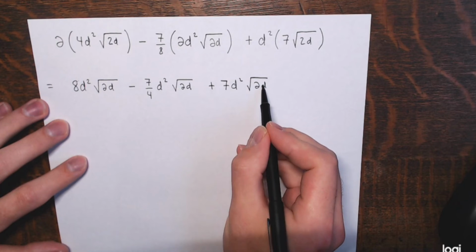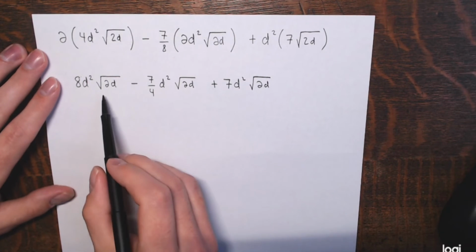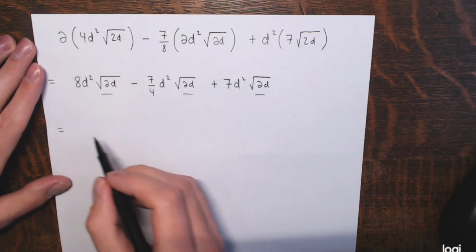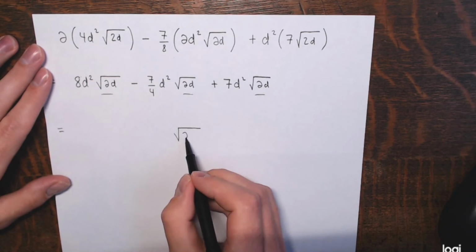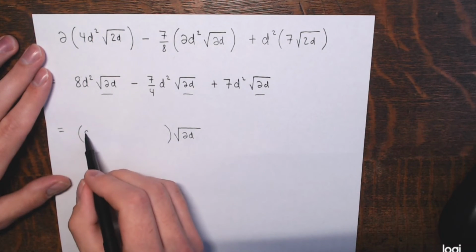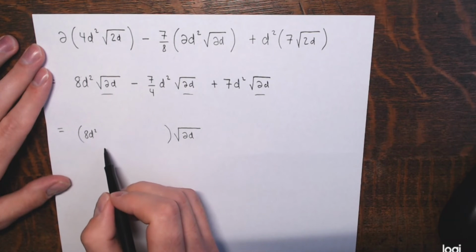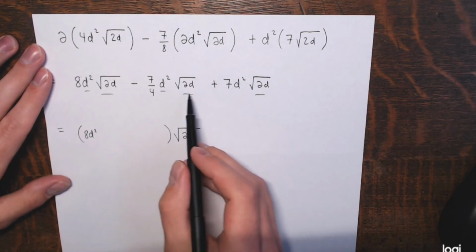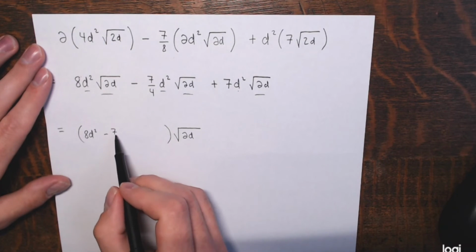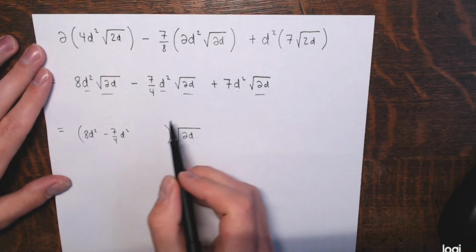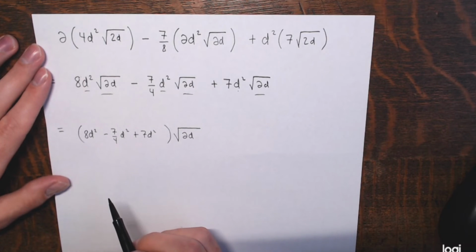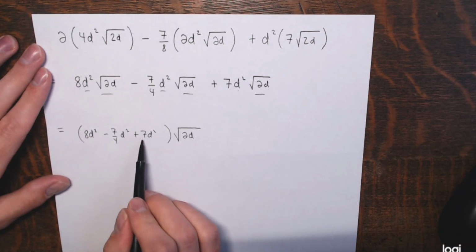And like I mentioned, every single one of these terms has the square root of 2d in common. So that goes at the end. The square root of 2d gets factored out. And then what I'm left with is 8d squared. Well, actually, you could also factor out d squared if you want. But you have 8d squared minus 7/4 d squared plus 7d squared. And these can all go together because they're like as well. And you're going to be adding and subtracting some fractions.